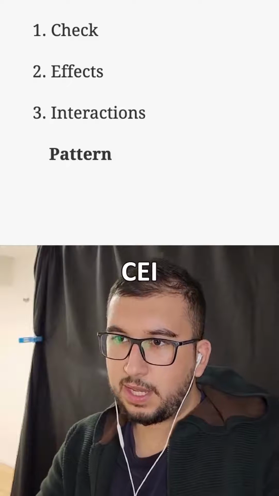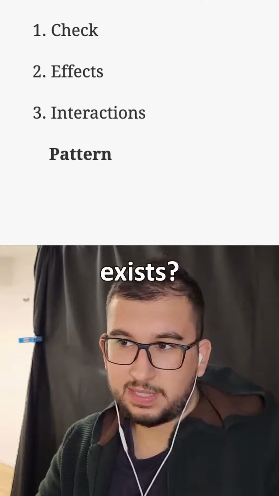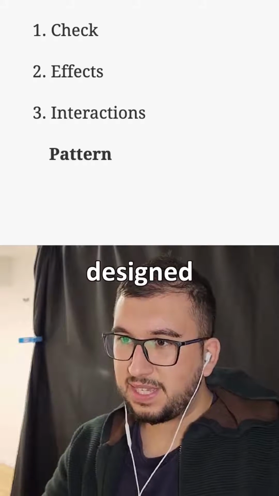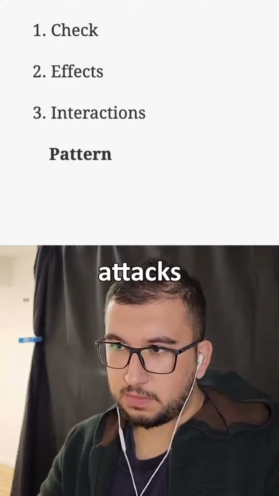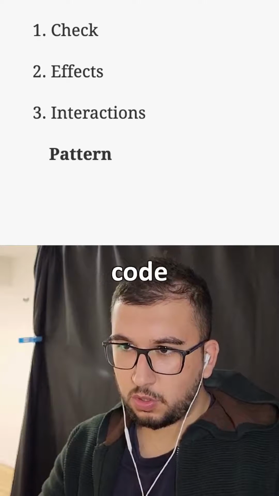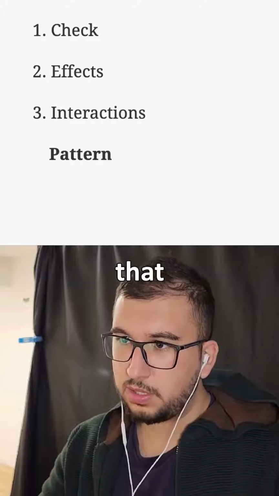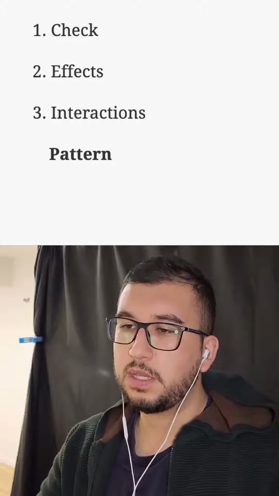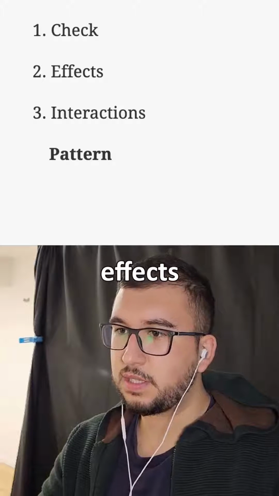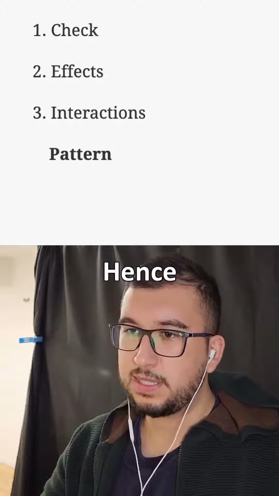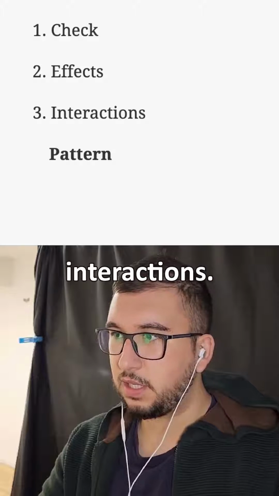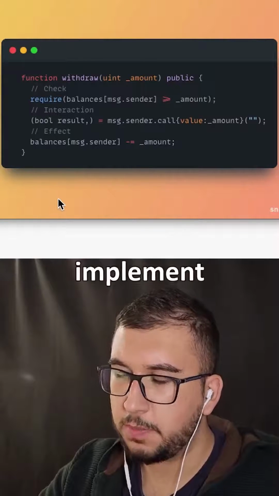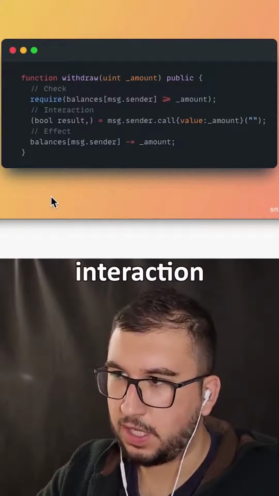What is the CEI pattern and why does it exist? The CEI pattern is designed to prevent reentrancy attacks by structuring smart contract code in a way that ensures all the external interactions, like calls to other contracts, are made after all the checks and effects have been completed, hence the name, check effects interactions. So how can you implement this check effects interaction pattern?